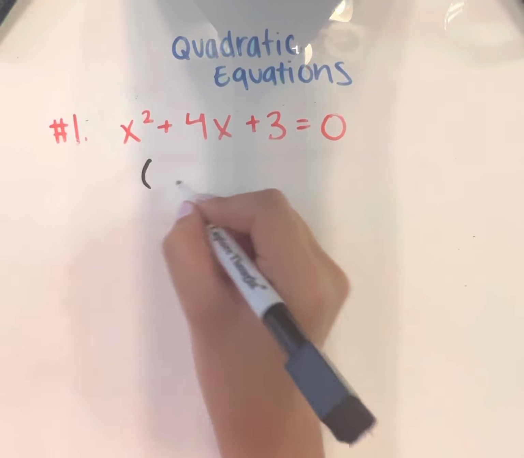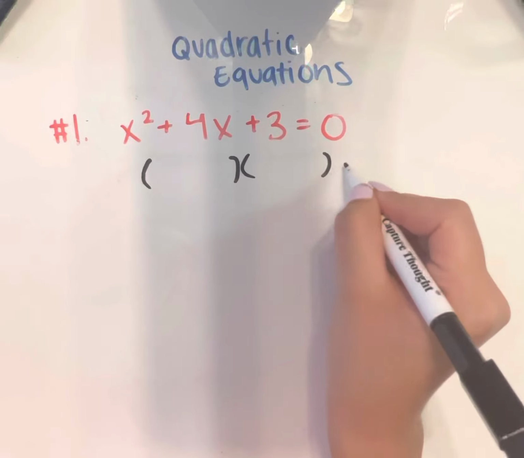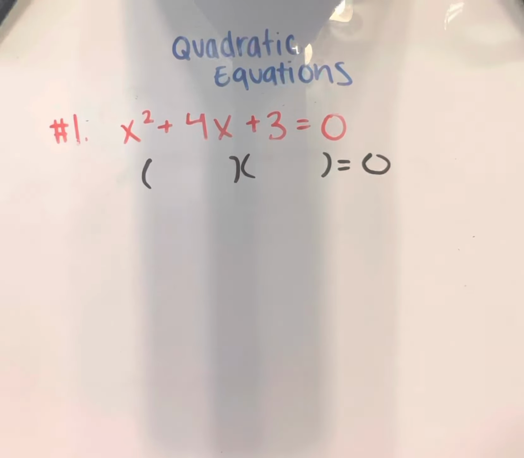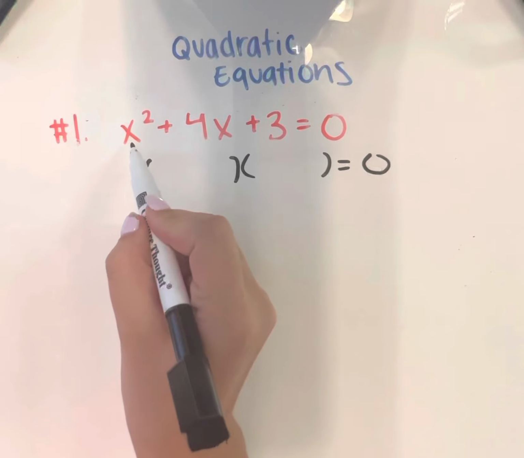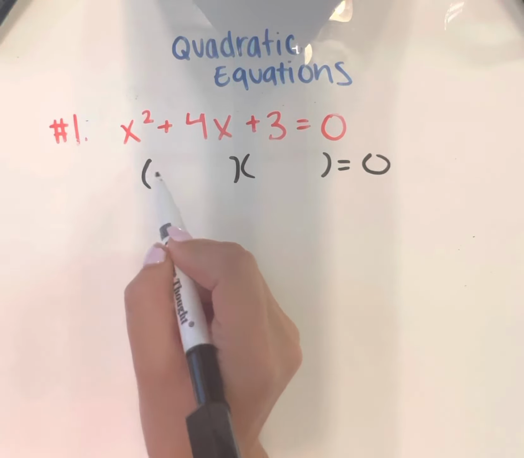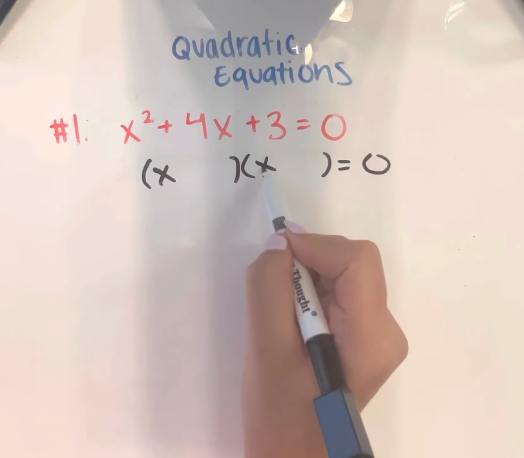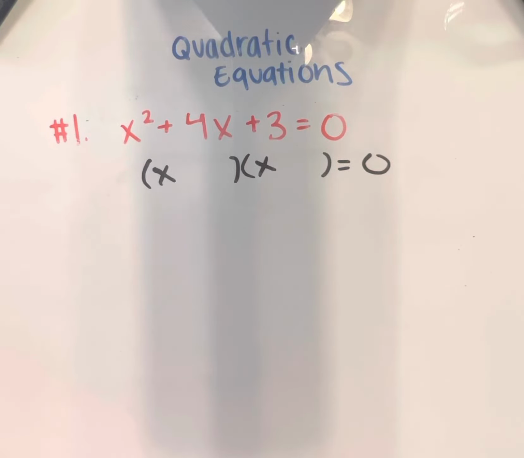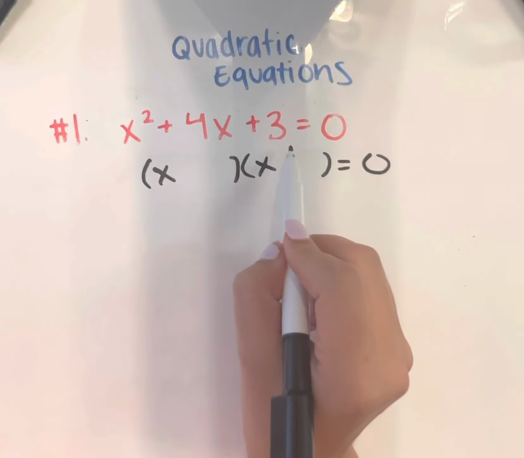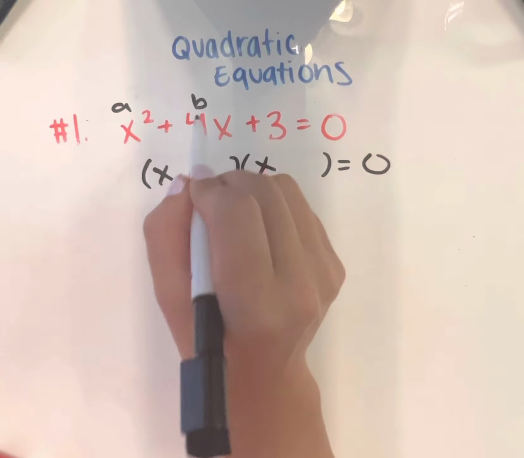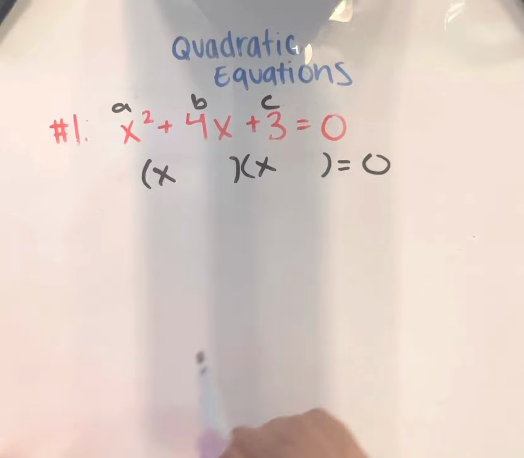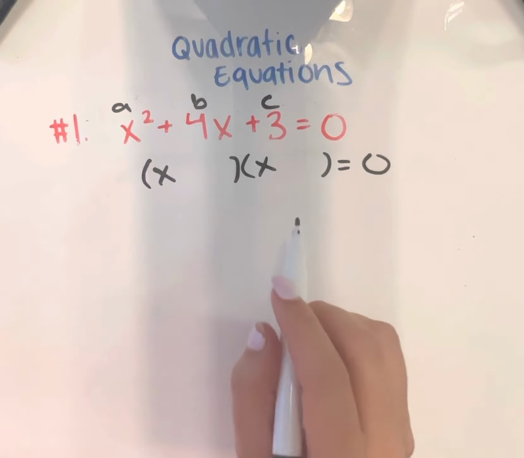We know that we're going to go ahead and set it up with our parentheses equal to 0. We know that inside of the parentheses, we have to factor out an x from x squared. So we're going to go ahead and include those two x's in front of those parentheses. Next, we're going to identify our a, b, and c values in the original equation. We know that this is a, this is our b value, and this is our c value. All right, a, b, and c.